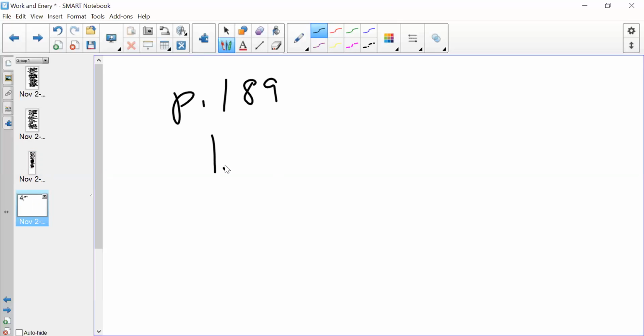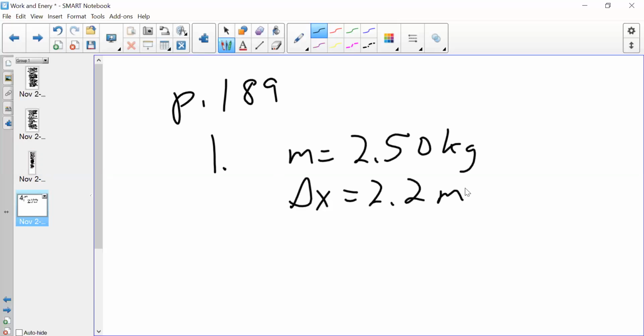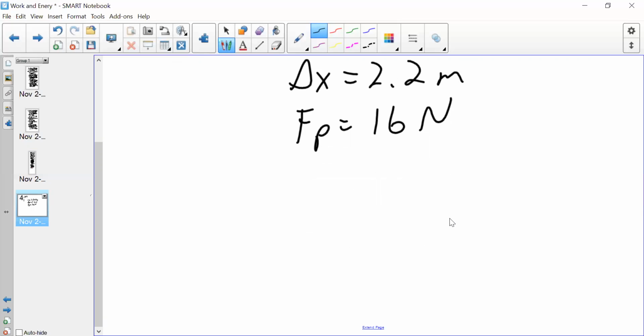So we have a block of mass 2.5 kilograms, right? Pushed along 0.2 meters along a frictionless horizontal table by a constant 16 Newton force, directed 25 degrees below the horizontal. It's important that we get that picture accurate. So we have a box that looks like this, below the horizontal like that.